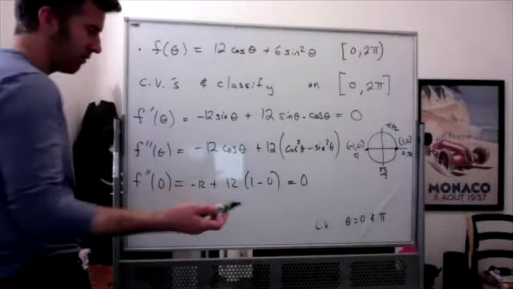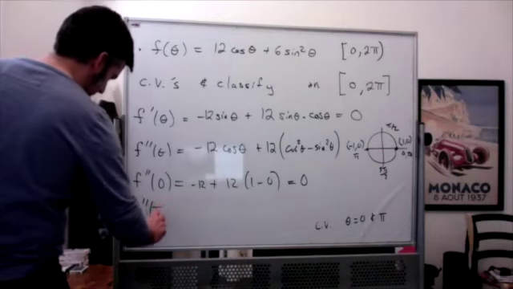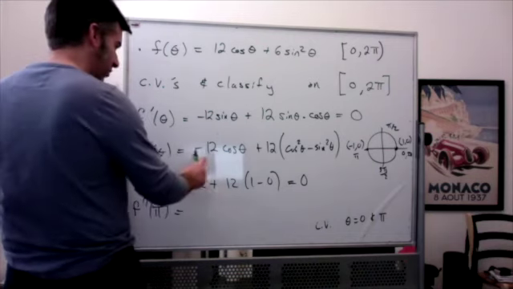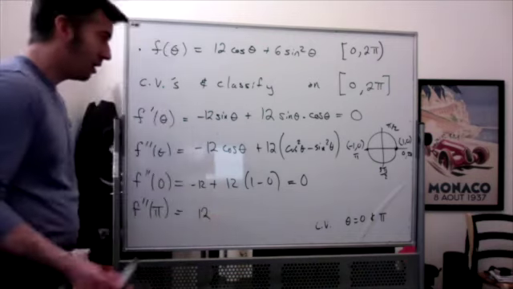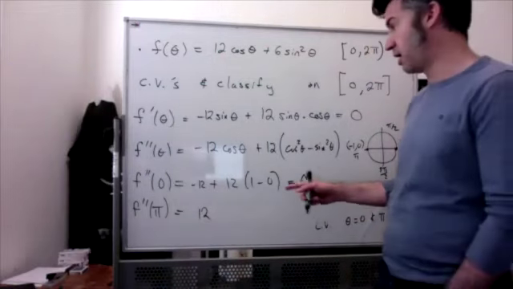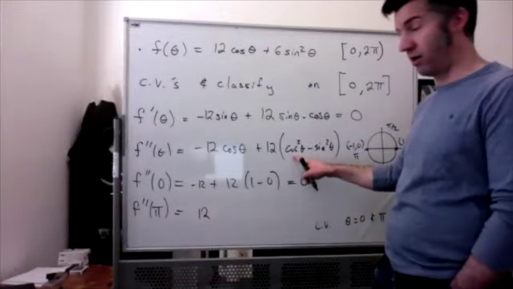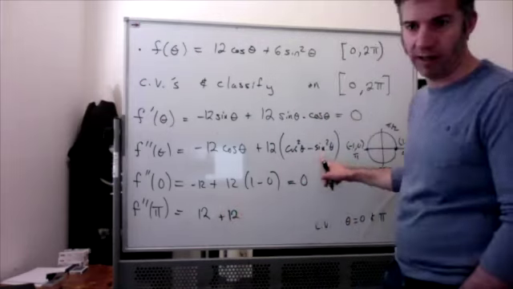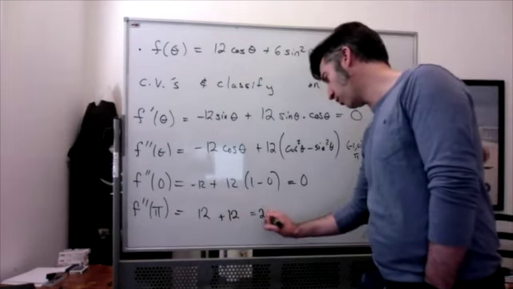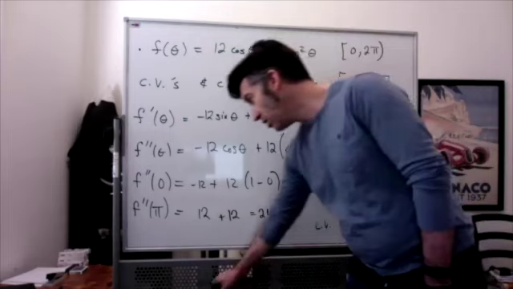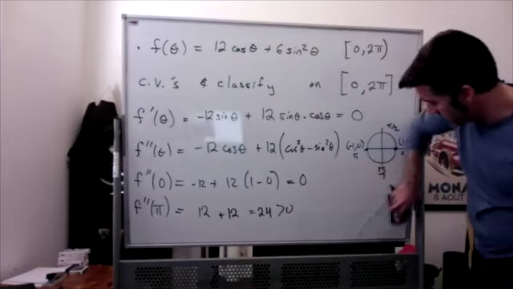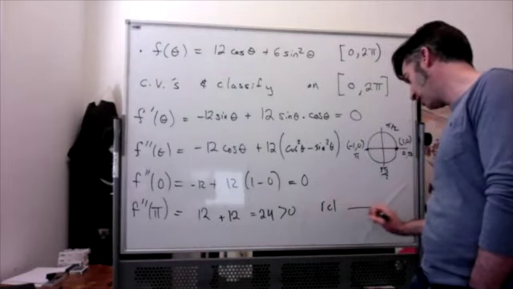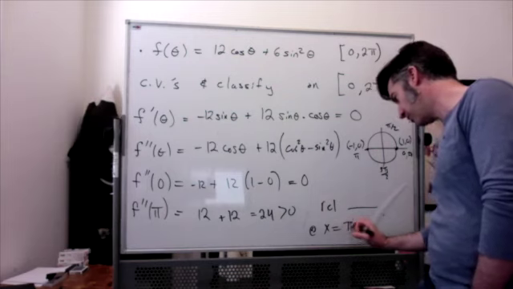So let's say we did, just for fun, we decided let's just test pi as well. So we know that cosine of pi is negative 1. Negative 12 times negative 1, which is positive 12. And cosine of pi is also negative 1 here, but cosine negative 1 squared is positive 1. So I get 12 times 1, which is 12. And sine of pi is 0. So this ends up being 24, which is greater than 0. So that means that the second derivative test will tell us that we have a relative what? A relative blank at x equal to pi.